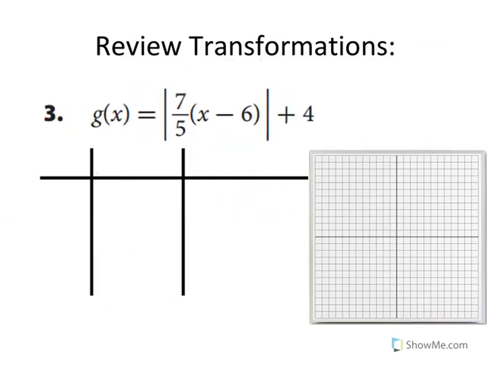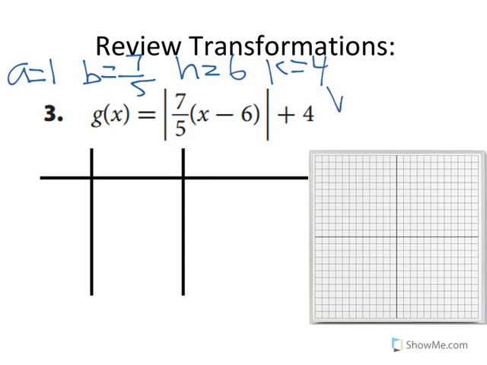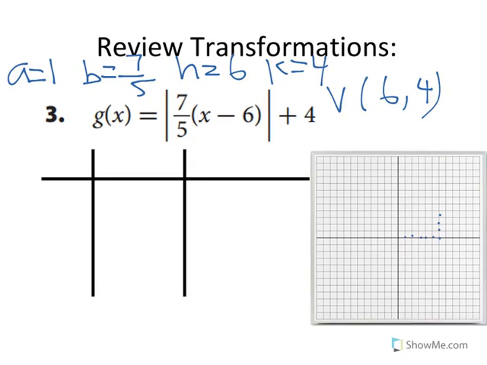Okay, next one, it's the same thing here. So we view the transformation. So then our A is 1, and B is 7/5, H is 6, and K is 4. So then the vertex is going to be (6, 4). So let's see. So then the vertex is going to go over 1, 2, 3, 4, 5, 6. 1, 2, 3, 4. So we have a vertex here.